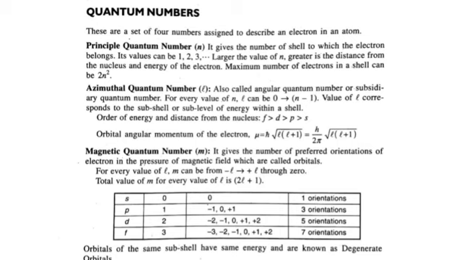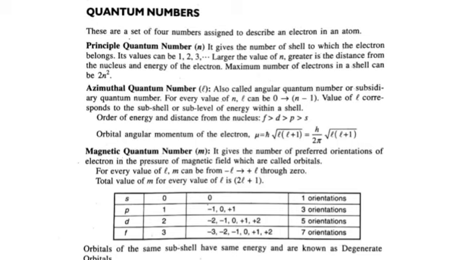Orbital angular momentum of the electron, a very important formula. If you want to calculate the orbital angular momentum of an electron, it is equal to h into under root l into l plus 1, that is equal to h by 2 pi into under root l into l plus 1. Angular momentum of an electron is h by 2 pi under root l into l plus 1. Now let's discuss the magnetic quantum number.